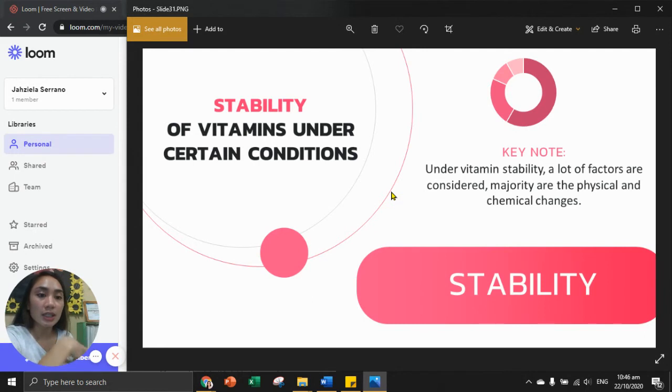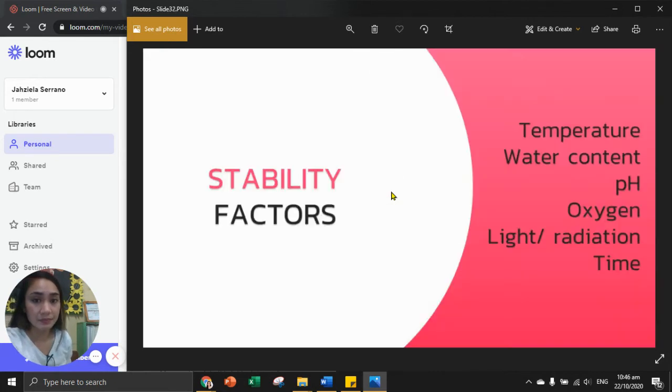So, dito, we're not looking into bioavailability. So again, ang bioavailability is how your body reacts with the nutrients or the vitamins. So ito na ay stability. The stability that we are going to refer to is the one during post-harvest handling.